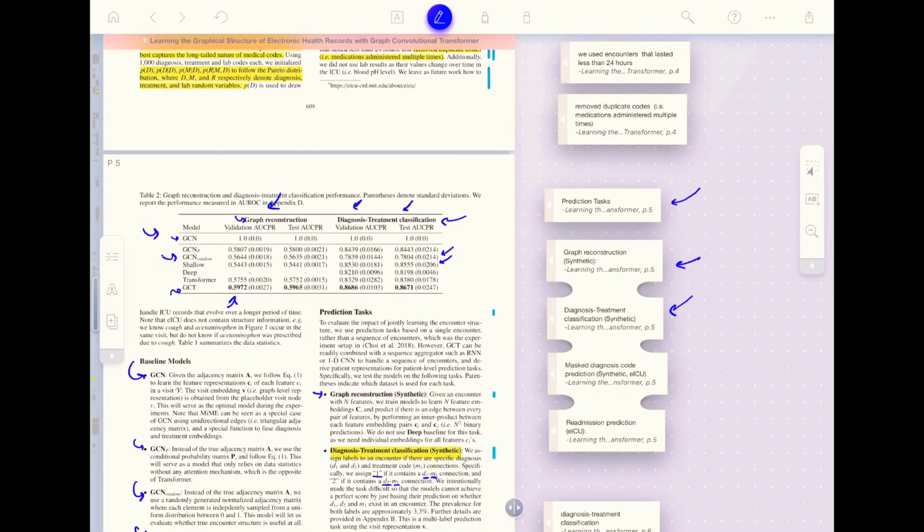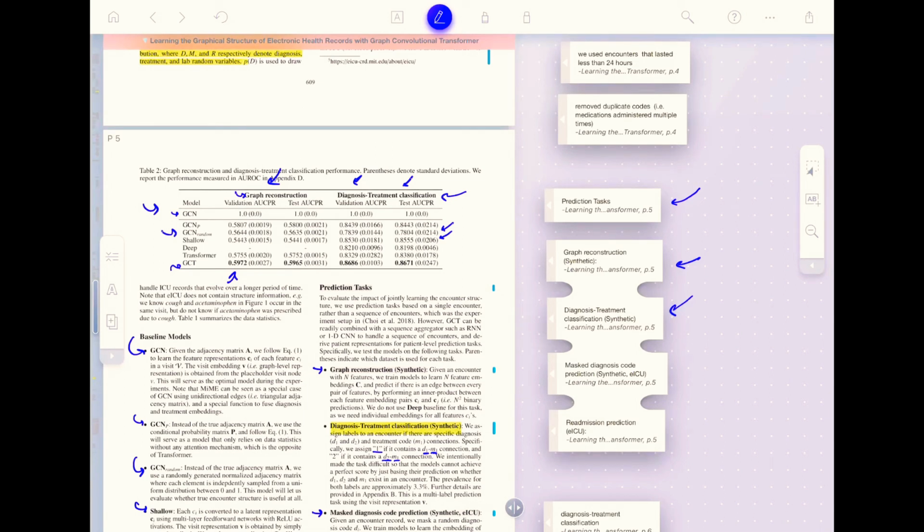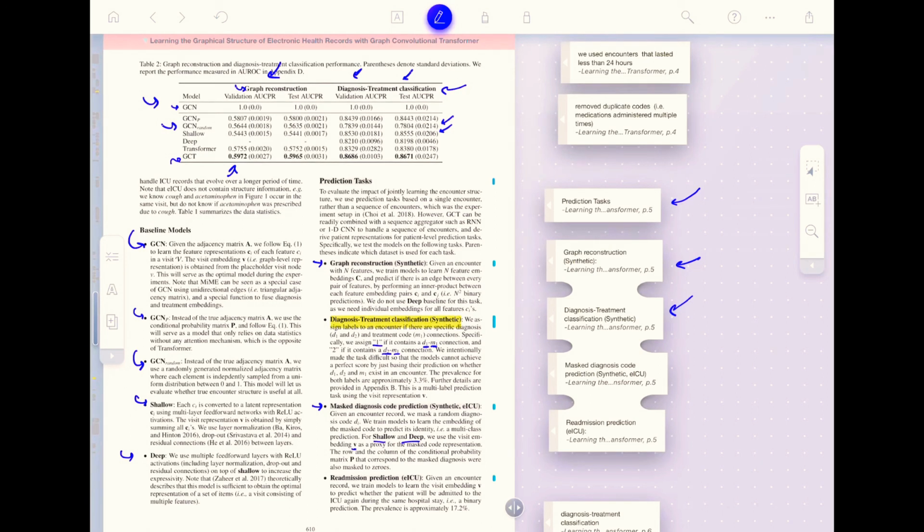The task for the diagnosis treatment classification is that we have diagnoses D1 and D2 and treatment code M1, and we want to assign 1 if there exists a D1-M1 connection, and 2 if it contains a D2-M1 connection. So it's going to be again a multi-label prediction. What they show here is these different baselines and their methodology. So let's go over what these baselines are first, and the tasks.